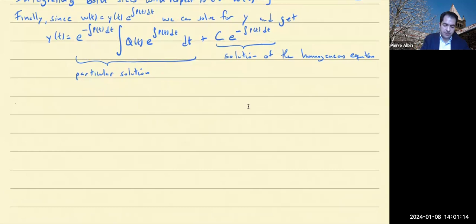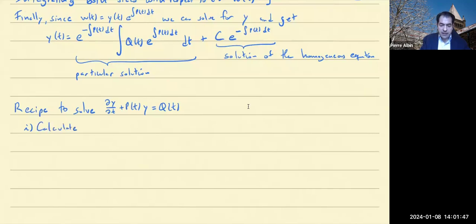Okay, so here's the recipe. To solve a linear first order non-homogeneous equation. Of course, you don't really need the recipe because you have this formula. You could just plug things into the formula, and that's true. But actually, in practice, instead of using the formula, it's better to use a recipe. And that recipe is the following. First thing you do is you calculate the integrating factor.